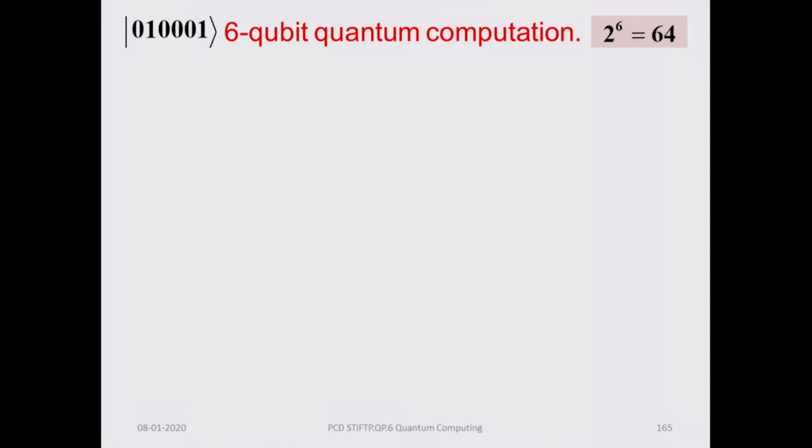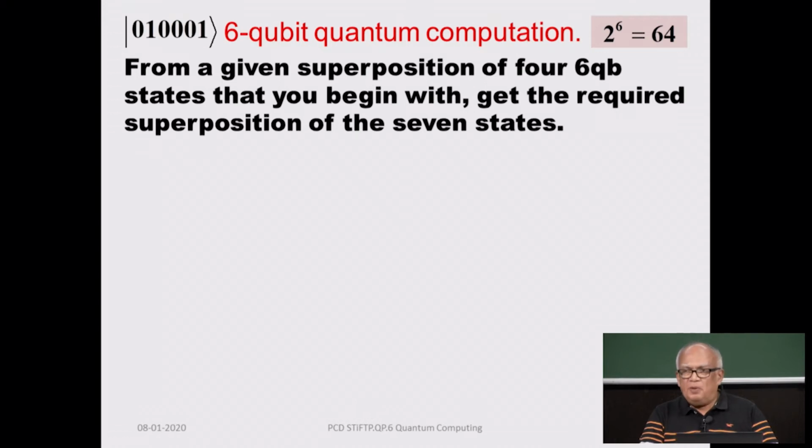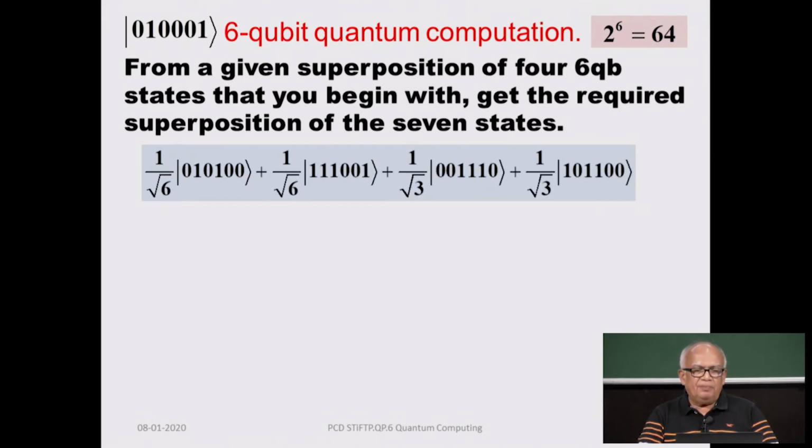So, let us consider a 6 qubit quantum computation. Alright, so now there are 6 digits, each can be either 0 or 1, the total number of states will be 2 to the power 6, okay, which is already a large number, right. And suppose your task is the following, that you are given a particular superposition consisting of 4 of these 6 qubit states. Okay? You are given a particular superposition of 4 states, each of them are 6 qubit states with appropriate coefficients, and your task, this is the combination that you are given, okay?